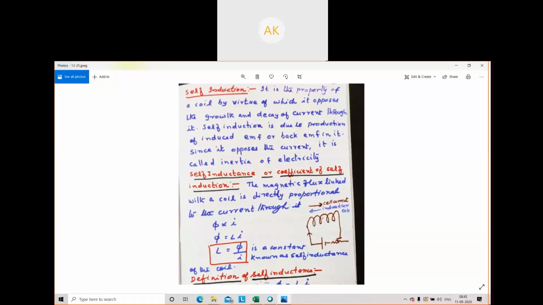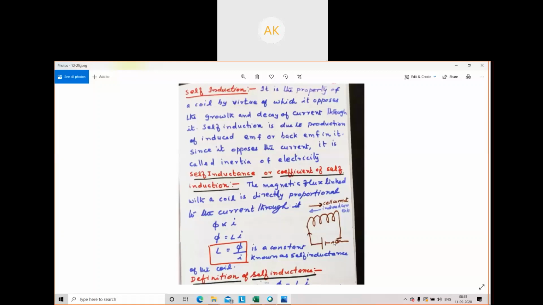Understand? So that is known as self-induction. It is the property of the coil by virtue of which it opposes the growth and decay of current. During decay also that is observed. Do you know what happened during decay? Decay means when we switch off the circuit. Switch off the circuit, what happened? Current decreases from maximum value to zero.